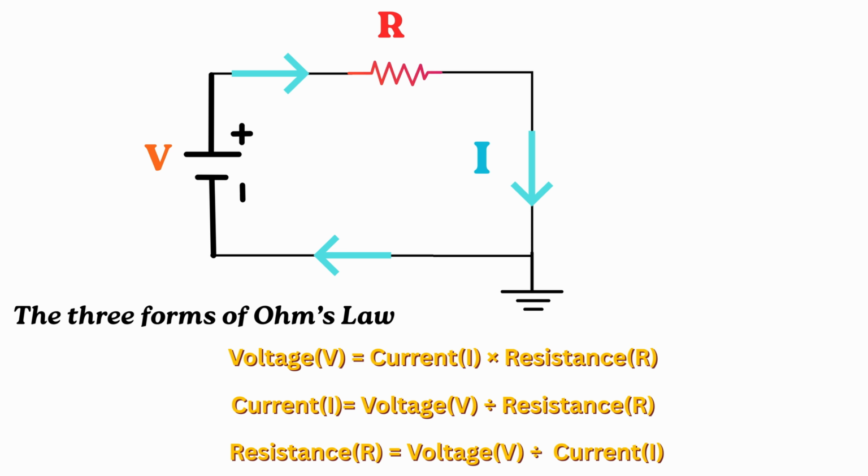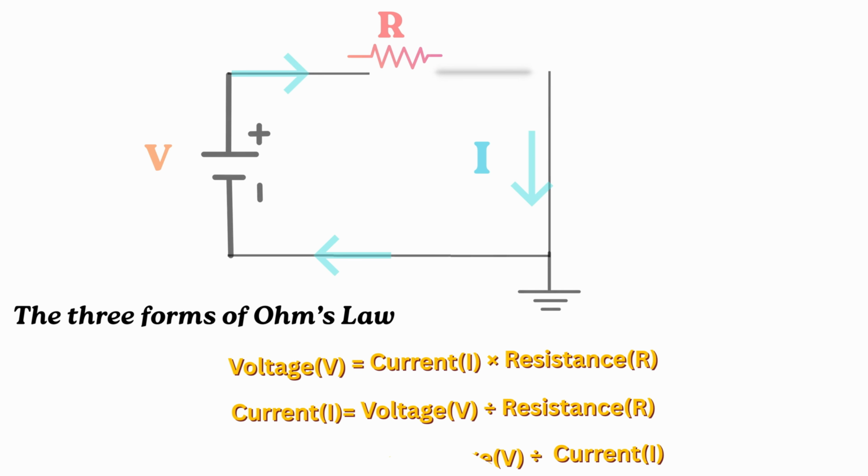If we want to find current, then I equals V by R. Current equals voltage divided by resistance. If we want to find resistance, then R equals V by I. Resistance equals voltage divided by current. So from one simple law, we get three powerful equations. But remembering formulas can be very confusing. So engineers use a simple trick, the ohms triangle.